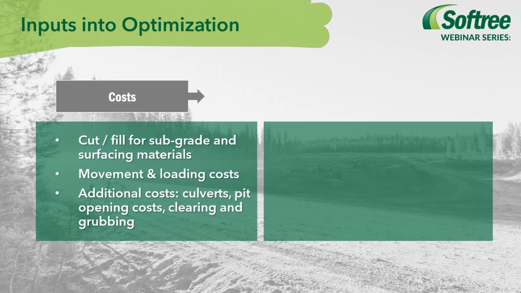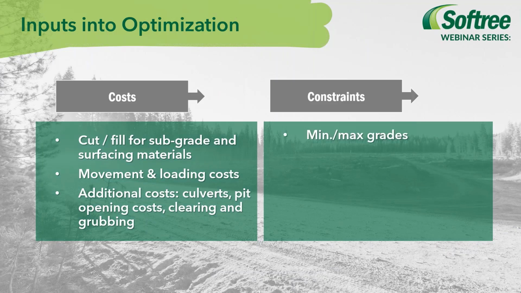So for costs, we can add a bunch of different costs. We can set up costs for your cut and fill, and we can vary those costs by material type. We can also assign costs for your surfacing materials. We can include the cost for your material movement and loading that material. And we can include other costs such as costs for culverts, clearing and grubbing. The culvert cost by default isn't included in the optimization. We also have pit opening costs. That is included in the optimization if you want to add that in.